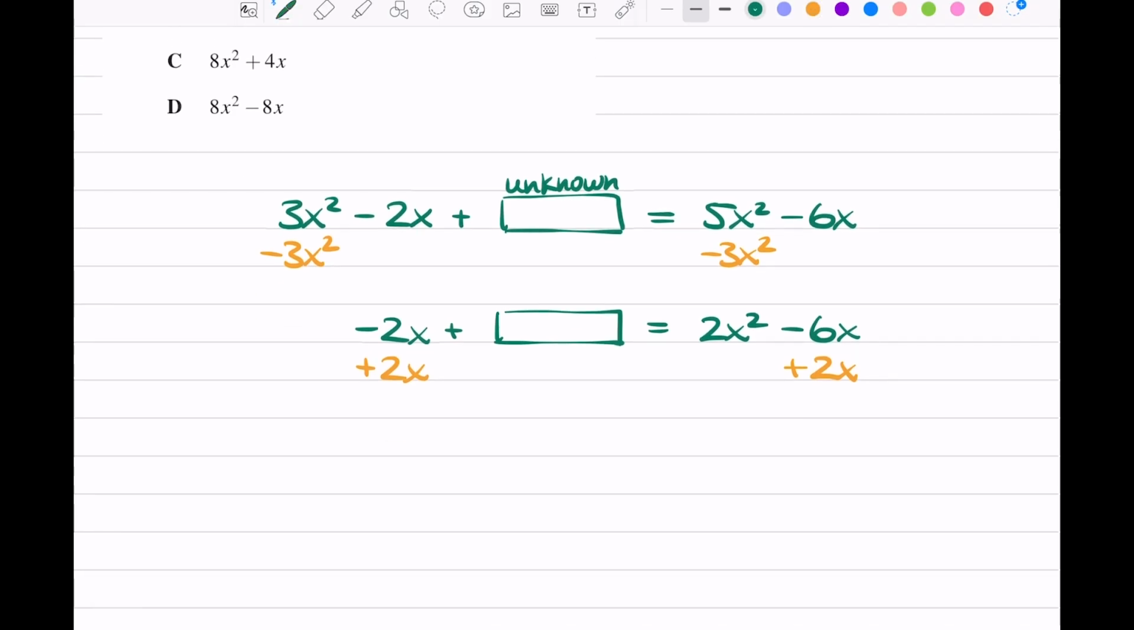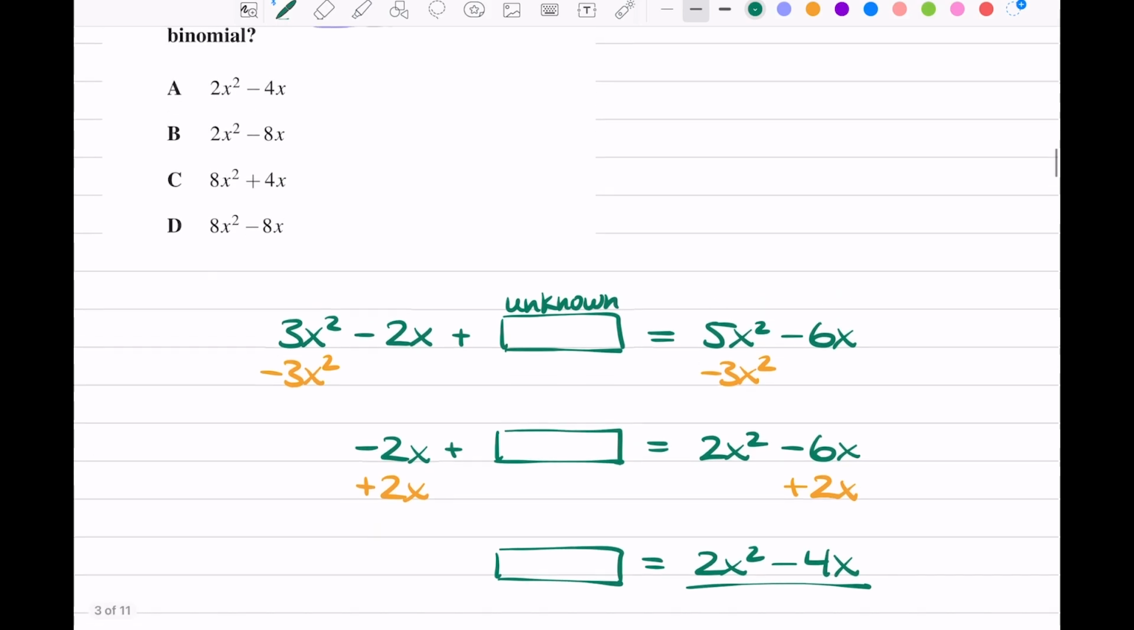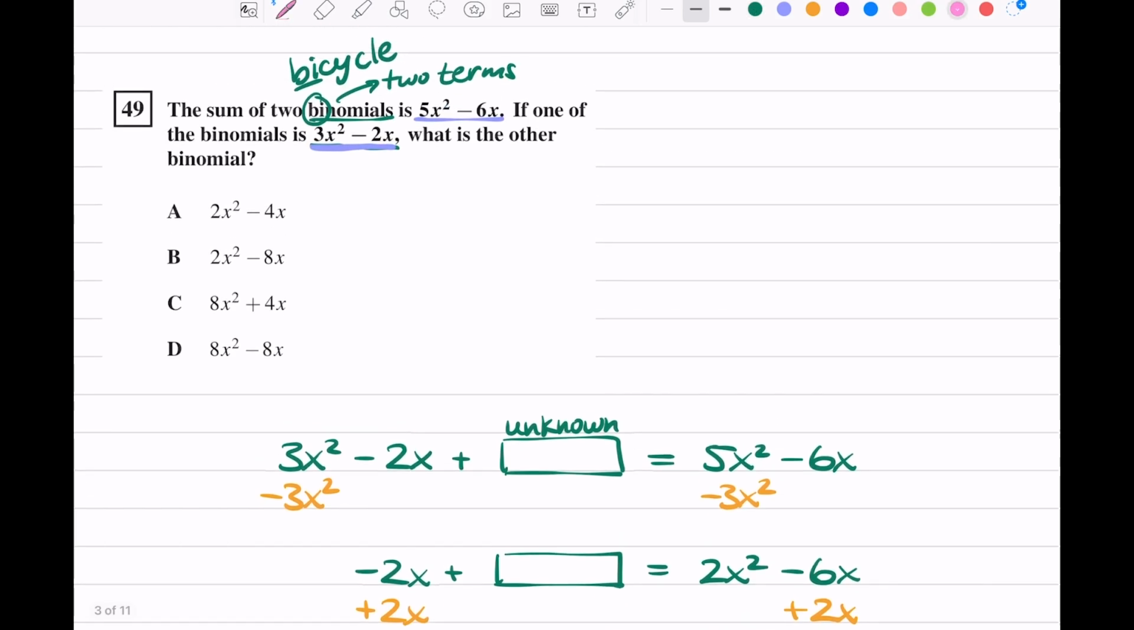On the left side, we're left with our unknown. And on the right side, 2x squared. And minus 6 plus 2 is minus 4. So our unknown binomial is 2x squared minus 4x. And looking at our answer choices, that would be option A.